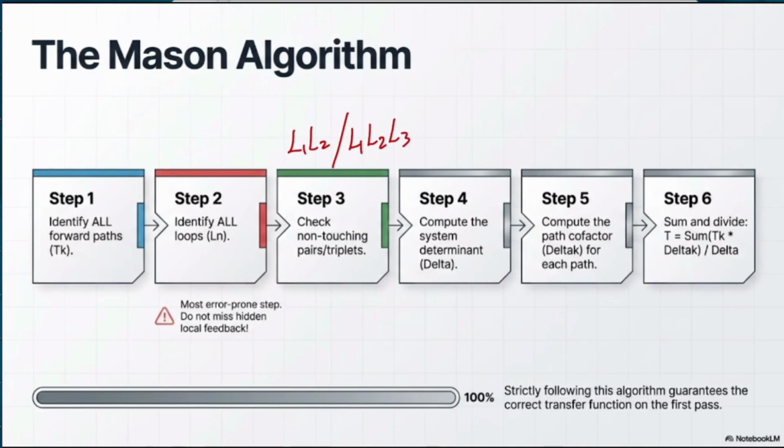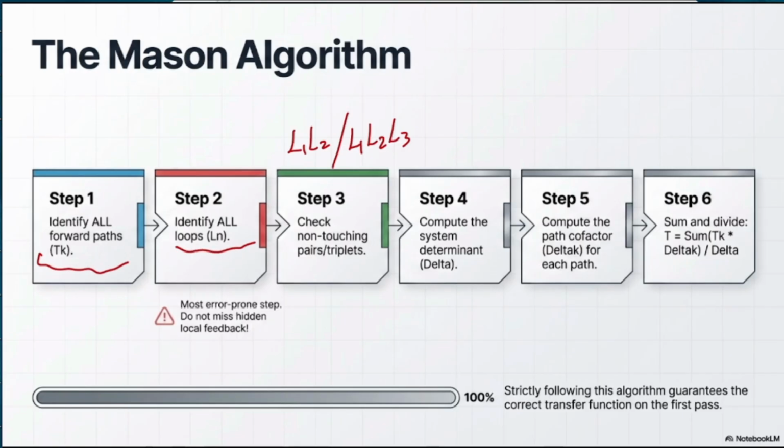So again, the Mason algorithm works like this. Step number one is to identify all of the forward paths. What is a forward path? If I start from the beginning, which most of the time is R, to the end, which is C, how many paths can I take? For instance, if I would like to go from my house to a supermarket, how many forward paths do I have? By forward path, I mean that I cannot go back. I have to only move forward. So this gives me my Tk.